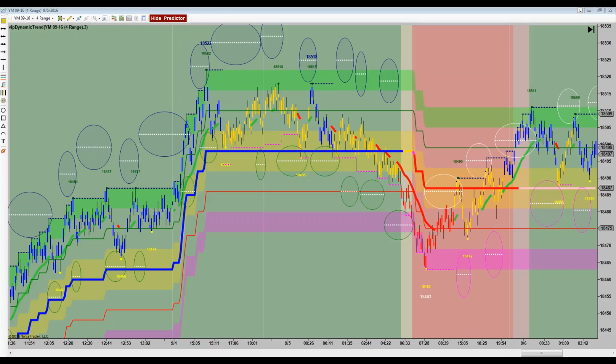Screen one-a-roo. All right, so this is YM. I'm going to kick it off with this chart here. This is pretty much the setup that you see in the live trading room. We've got the bar colors, the bands, the predictor, the swings, stealth, all the various indicators that we use to trade. And I'm just going to keep things fairly simple.